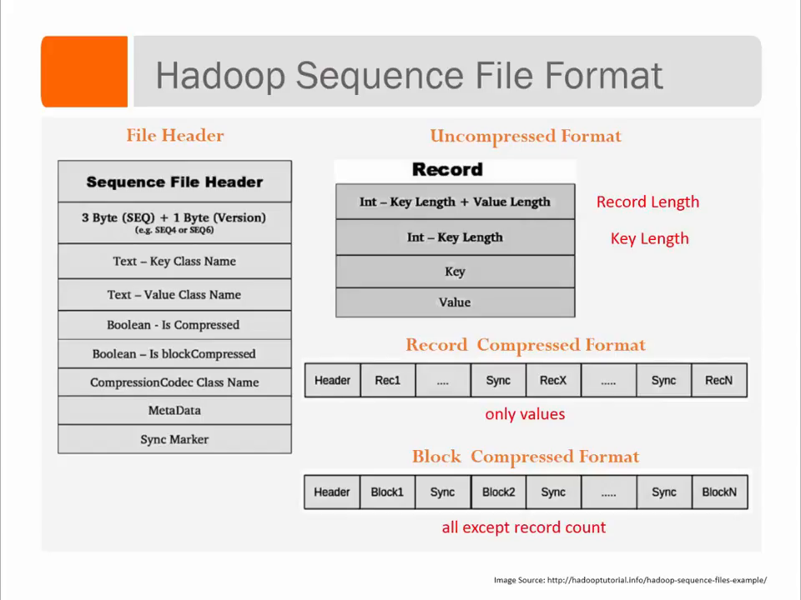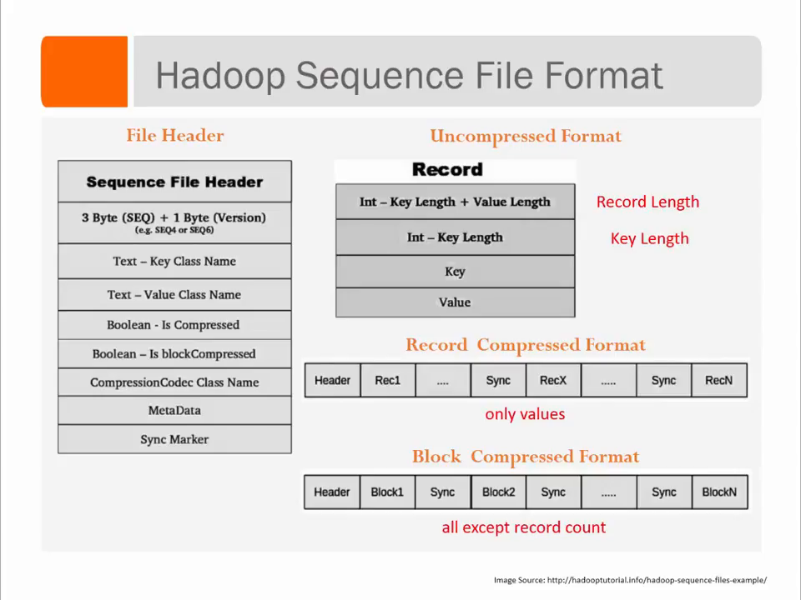So if it's uncompressed format, we start off with the record length, basically an integer that represents the key length plus the value length. Then next comes the key length, and then the key, and then the value. So basically in the record you have something fairly similar to object notation. You have a set of pairs, basically a key and then the value that connects to that key.